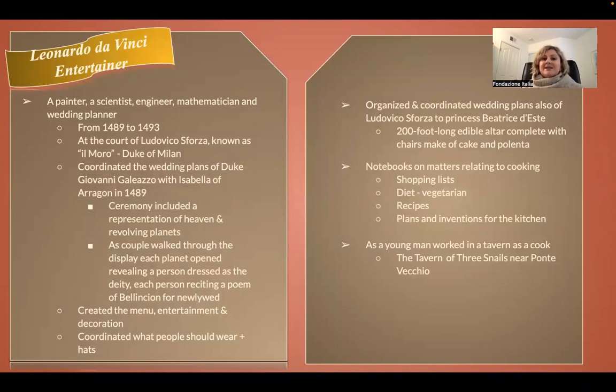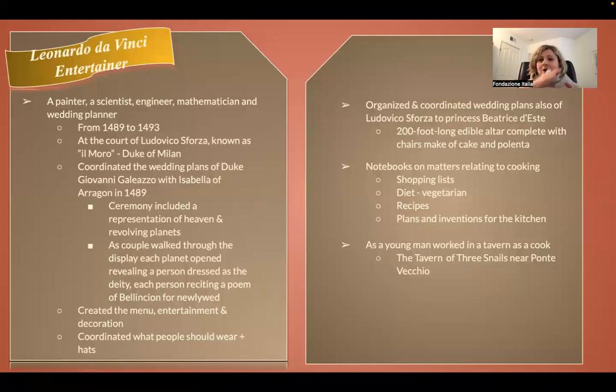Ludovico Sforza was so impressed by what he did for his nephew that he decided to use his service for his own wedding to Princess Beatrice d'Este, when he married into the Este family, another one of the very famous families of Renaissance Italy. For them, he created something like a 200 foot long edible altar, only to find out that the rats had eaten the altar. And so guess what? The wedding, or the banquet, had to be postponed because it had to be recreated.